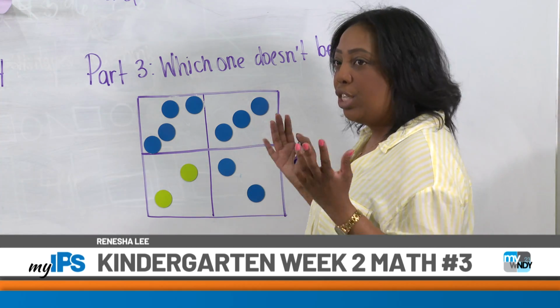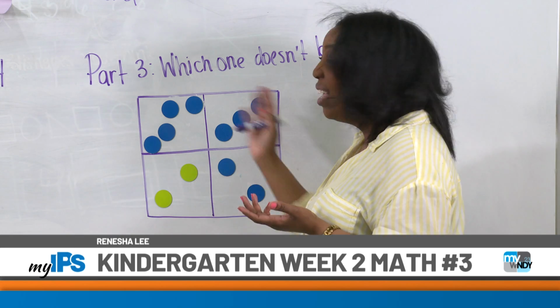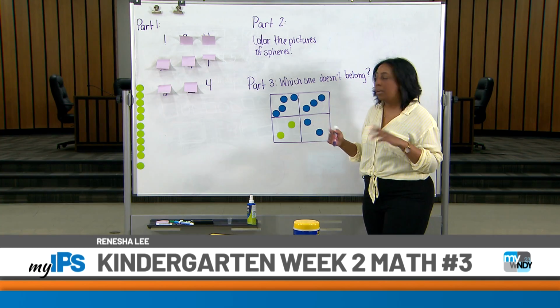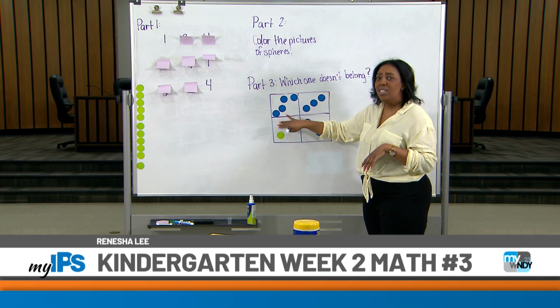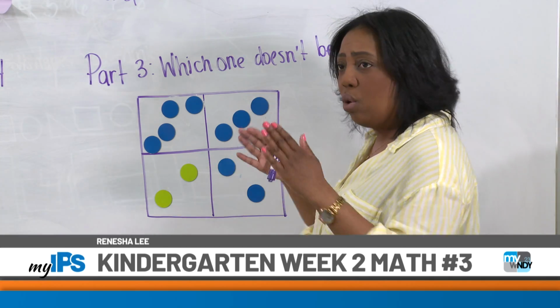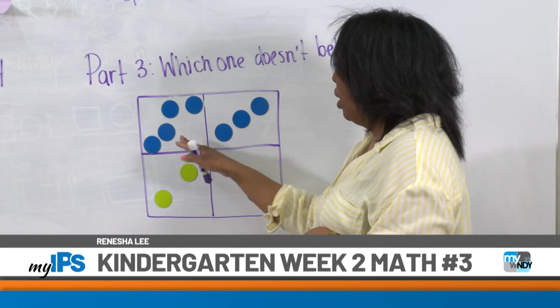The first reason that jumps out to me would be, these are green. Everything else is blue, so those wouldn't belong. Looking at the other ones, let's see. Right here, these aren't in a straight line. Everything else is going in a linear way, in a straight way. So that one wouldn't belong in this example.